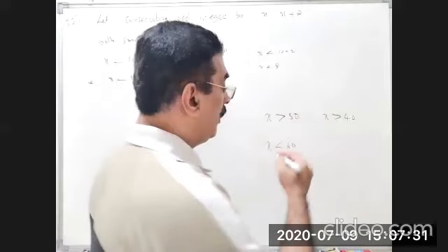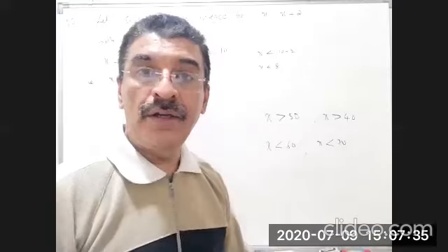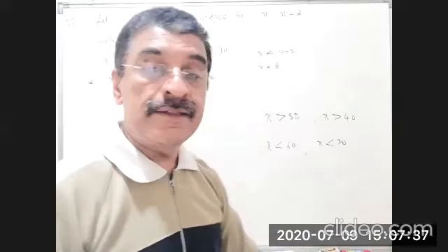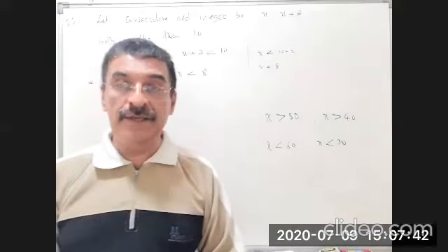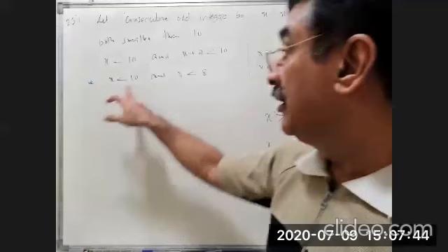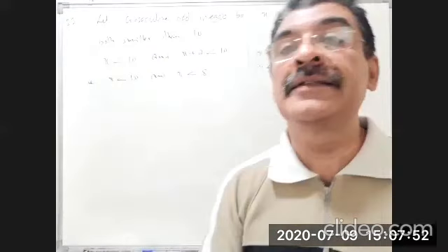Again, do I have to mention he should be less than 70? No need. Less than 60 and less than 70 means we need only the condition less than 60. Exactly the same here: x is less than 10 and also x is less than 8.